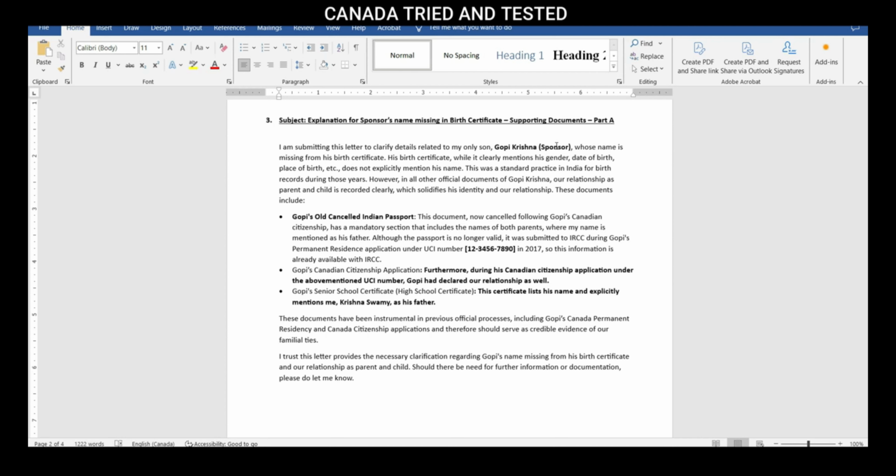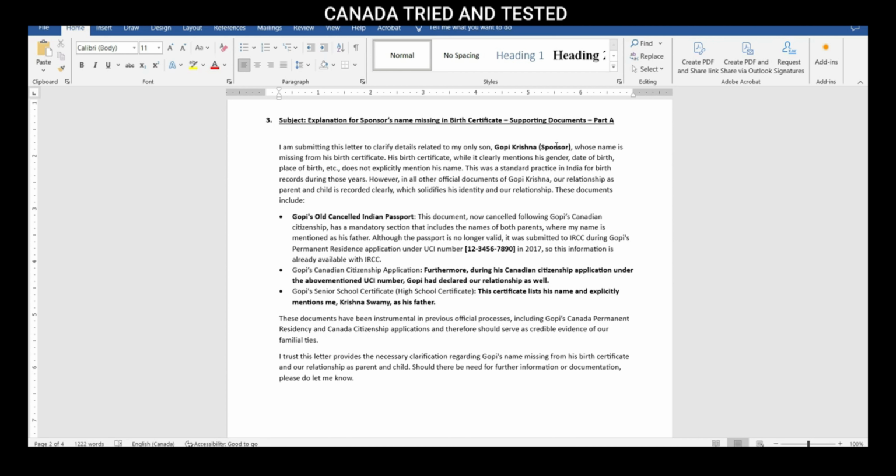These documents include Gopi's old cancelled Indian passport. Gopi is a Canadian citizen. If Gopi were a PR, then in that case, it would not be a cancelled Indian passport but a valid Indian passport. This document is now cancelled following Gopi's Canadian citizenship. Now the Canadian passport does not carry parents' names, unlike India. The Indian passport has a mandatory section that includes the names of both parents, where my name is mentioned as his father. Although the passport is no longer valid, it was submitted to IRCC during Gopi's permanent resident application under the UCI number in 2017. So this information is already available with IRCC.